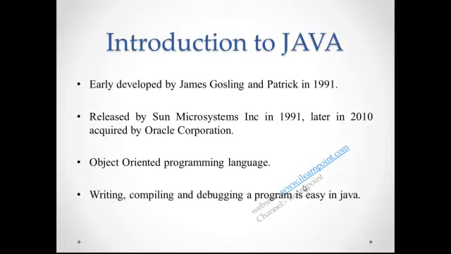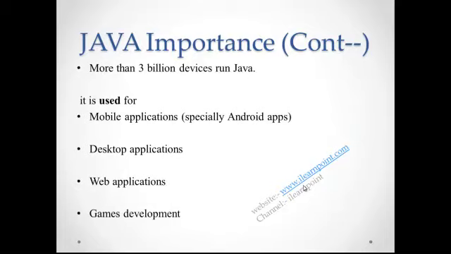and objects. Also, program writing, compilation and debugging in this language is easy compared to other languages, because it's a high level language and a human can easily understand its coding. Java is important, and we are studying Java, because more than 3 billion devices at this time run Java, in one form or another.